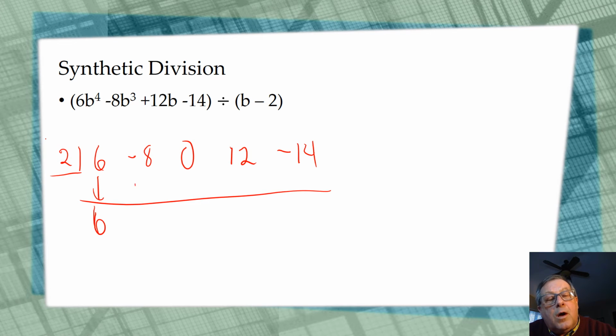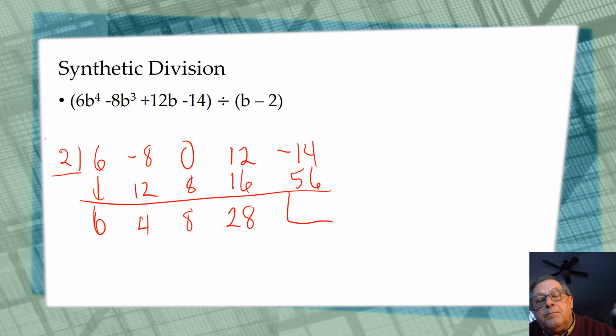2 times 6 is 12. Negative 8 plus 12 is 4. 2 times 4 is 8. 0 plus 8 is 8. 2 times 8 is 16. 12 plus 16 is 28. 2 times 28 is 56. Draw my box. And I got negative 14 plus 56. I believe that's going to give me 42.